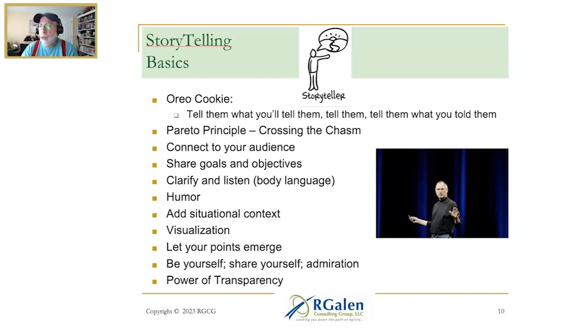The Pareto principle, as in Crossing the Chasm: a mistake that people often make is they try to tell a story and target everyone so that the story resonates with the entire audience. I try to hit the middle of the audience. It's wonderful if it connects with everyone, but it's very difficult to connect with everyone. So try to connect with the majority if you can. Now, you do want to check: are you connecting with your audience?